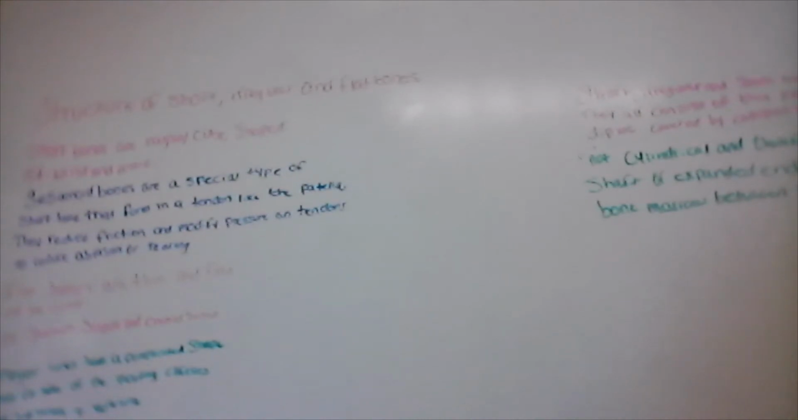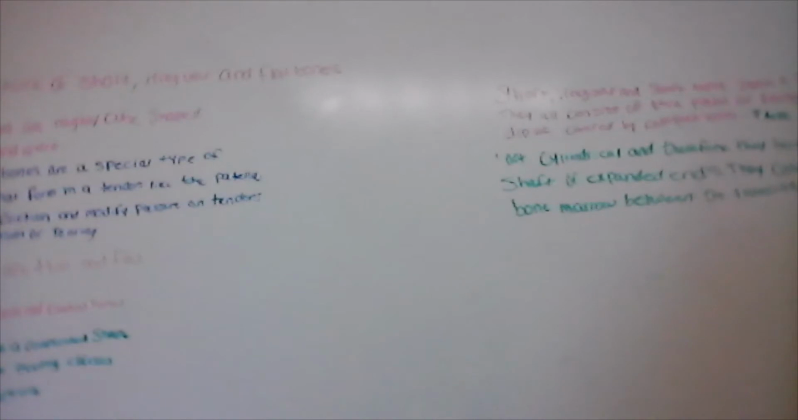Short and irregular bones have a simple pattern. They all consist of thin plates of spongy bone called diploe, covered by compact bone. These bones are not cylindrical and therefore they have no shaft or extended ends. They contain bone marrow between trabeculae.